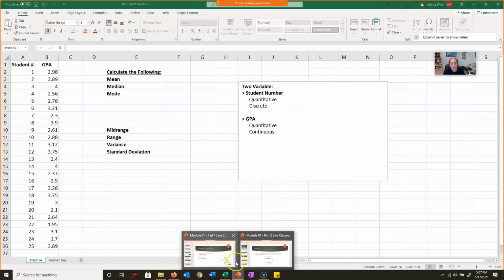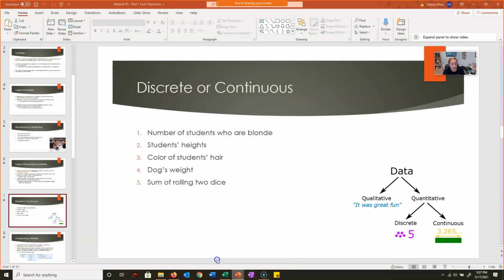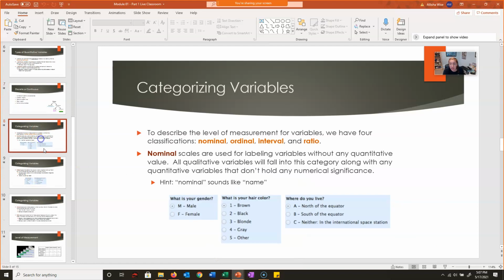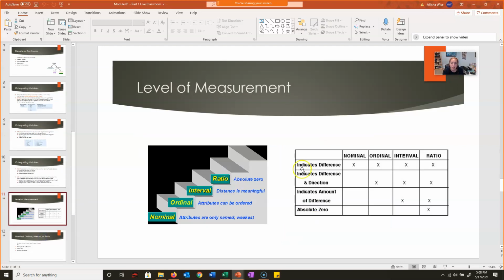Okay, now there was one more level we had to describe variables. We had to categorize them by their level of measurement. Now we had 4 levels of measurement. We had nominal, ordinal, interval, and ratio. And these were kind of like stepping stones. So I'm going to use this little chart here to kind of help us differentiate them.